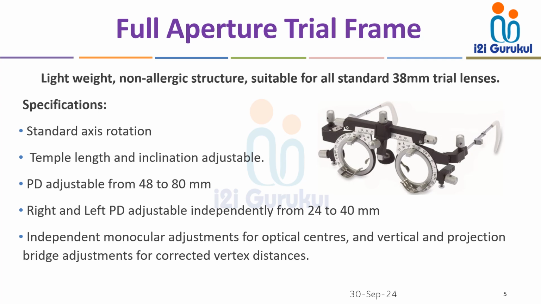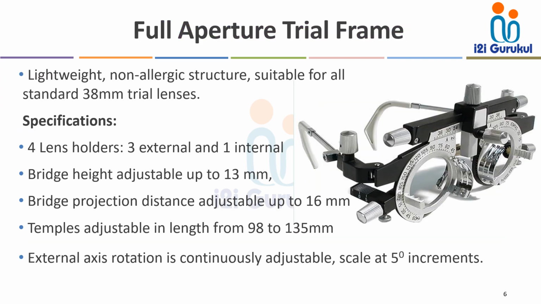Right and left PD are adjustable independently from 24 to 40mm. So there is independent monocular adjustment for optical centers, and vertical and projection bridge adjustment for corrected vertex distances. So this is the advantage of the full aperture trial frame. And this is the lightweight frame, non-allergic structure suitable for all standard 38mm trial lenses.